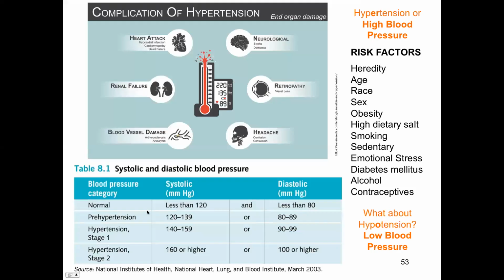Your systolic and diastolic pressures for normal, pre-hypertensive, stage 1 and stage 2, right? What are the risk factors? Well, there's a lot. So some things you can't do anything about, right? Heredity, age, race, sex, can't do anything about that. Other things you can: obesity, high dietary salt, smoking, how sedentary you are, how stressed out you are, diabetes, alcohol, contraceptives. These are things that you have some control over.